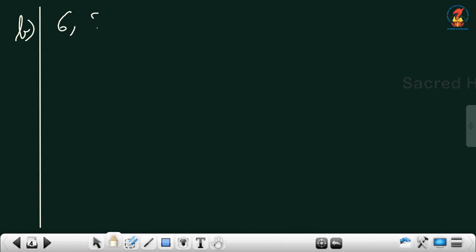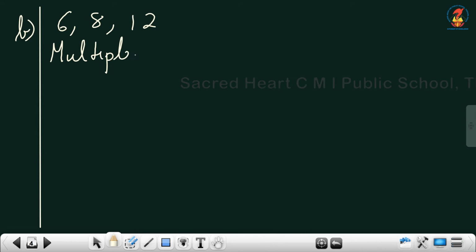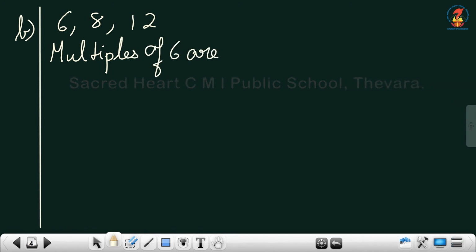Question B. 6, 8 and 12. I've taken 3 numbers. We're going to find out the multiples first. Multiples of 6. Yes, children, tell me which are the multiples of 6?